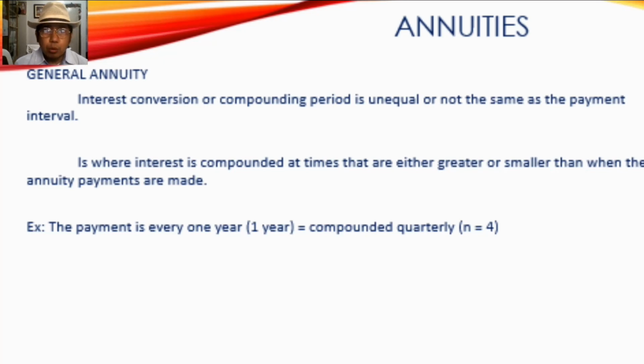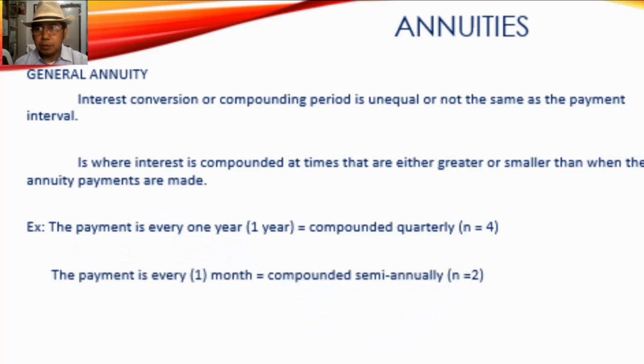it is compounded quarterly. Meaning to say, the question is, how many times will you be paying in a year? Once. Okay, but how many times is the interest rate applied in a year? 4 times. Why? Compounded quarterly. Is there an equality? There is none. The payment interval is not equal to the conversion period. So that is the general annuity.